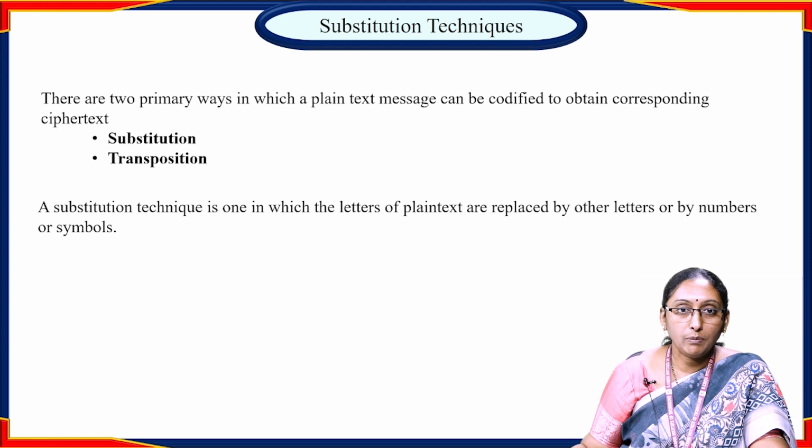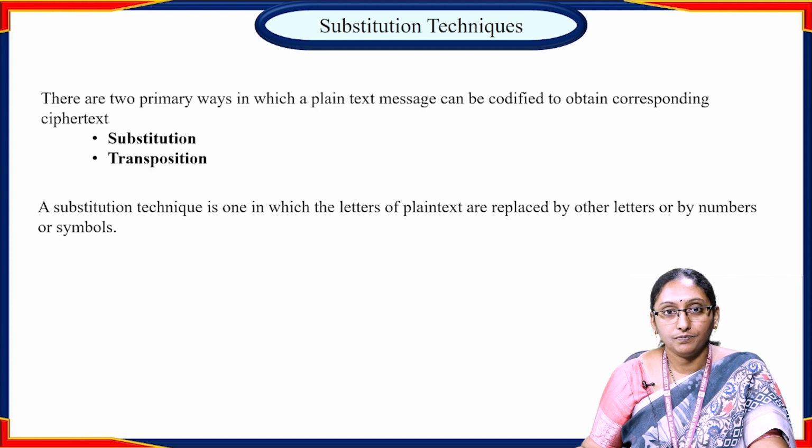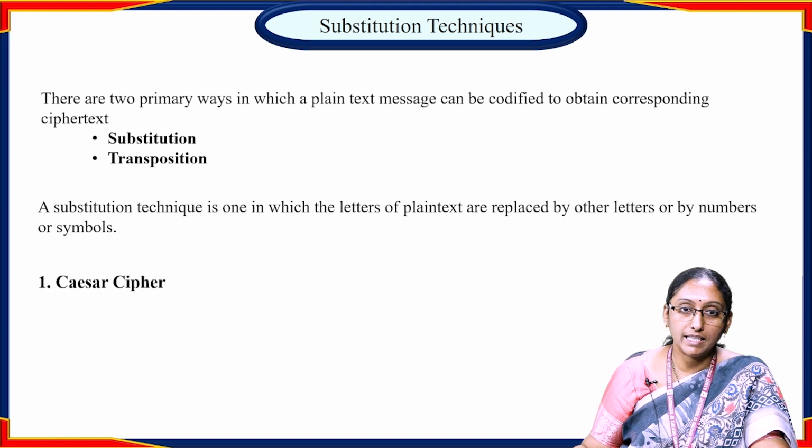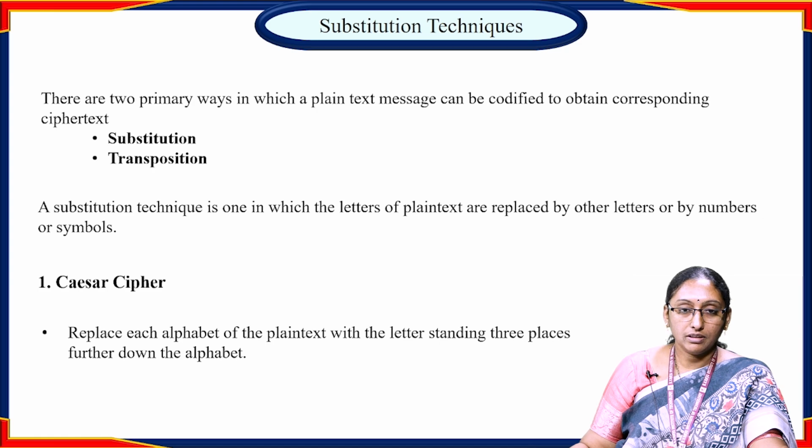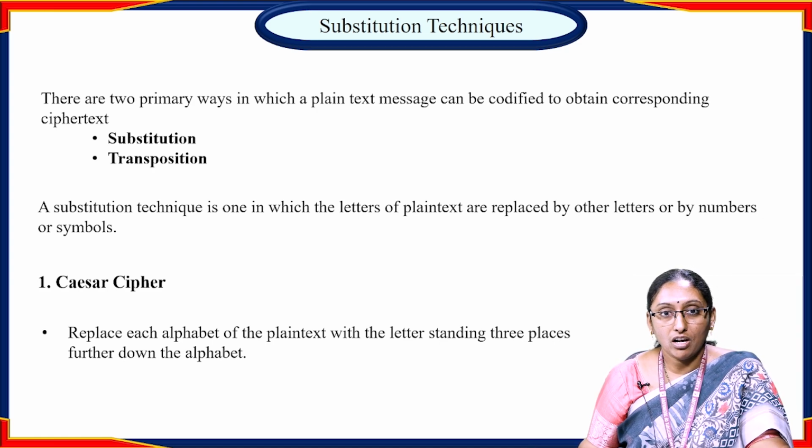Substitution is a replacement of a plain text letter with another letter or symbol or numbers. It is just replacing a plain text letter with another letter or with another symbol or number. This process is called the substitution technique. Let us see the first basic substitution technique, Caesar cipher. Caesar cipher replaces each plain text letter with another letter. But what is that letter? It depends on the key value K.